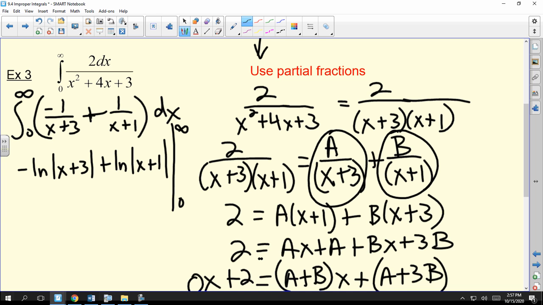We're going to join these two together here. We can rewrite this thing with the negative sign out front. Maybe let's think of it this way: just ln of the absolute value of x plus 1 on top.